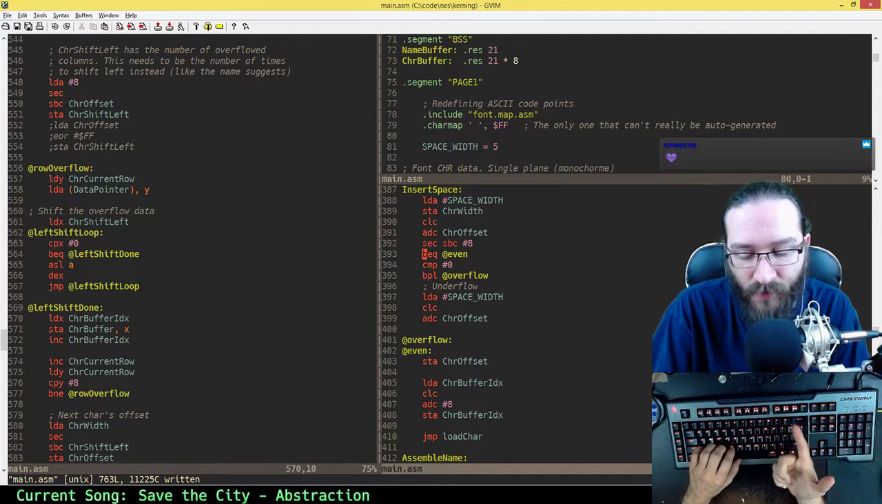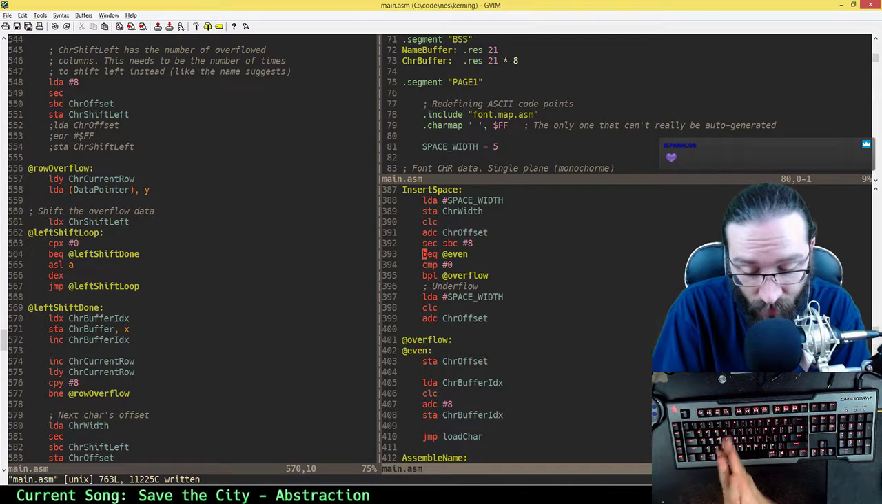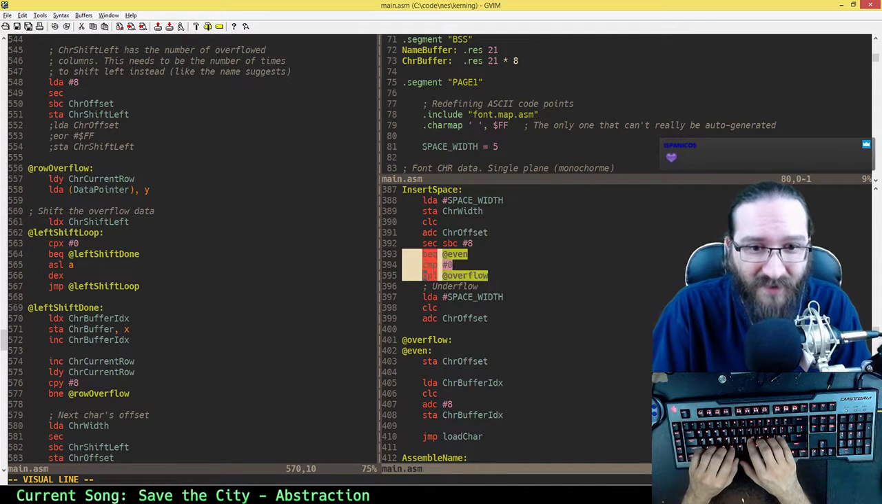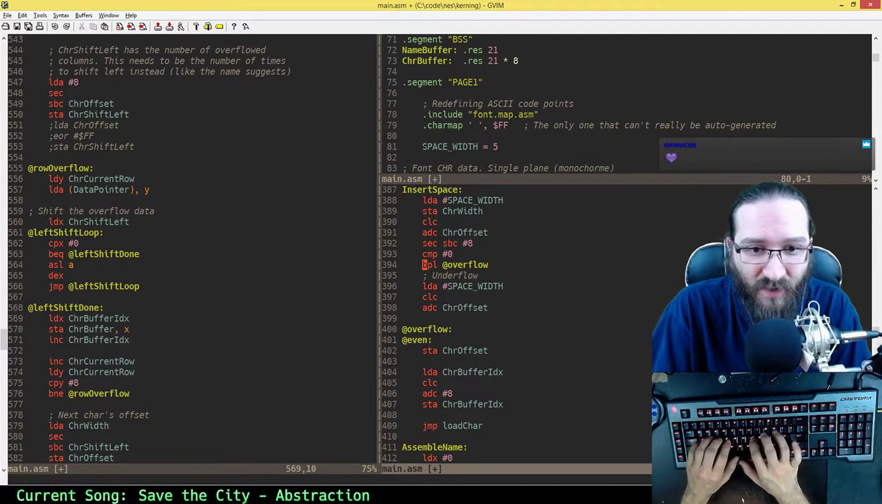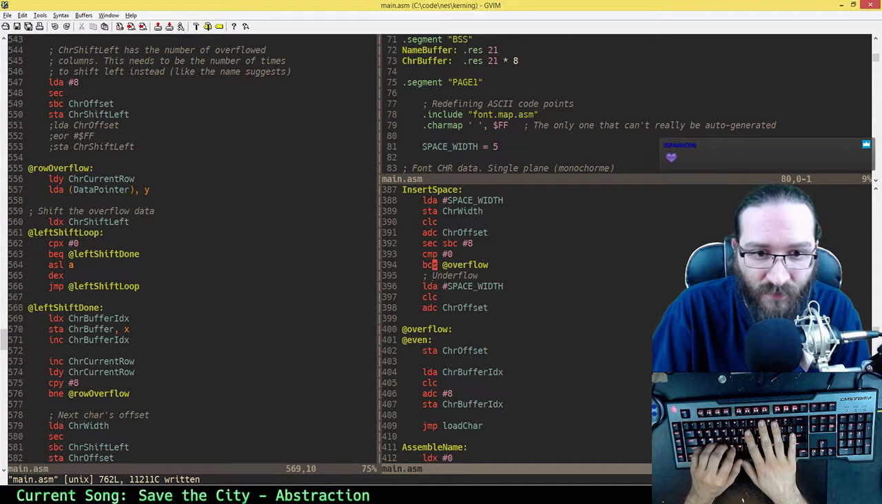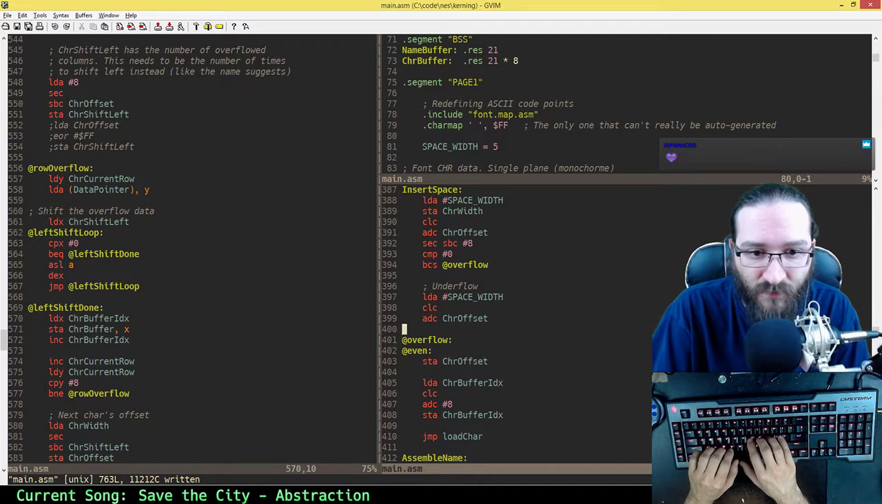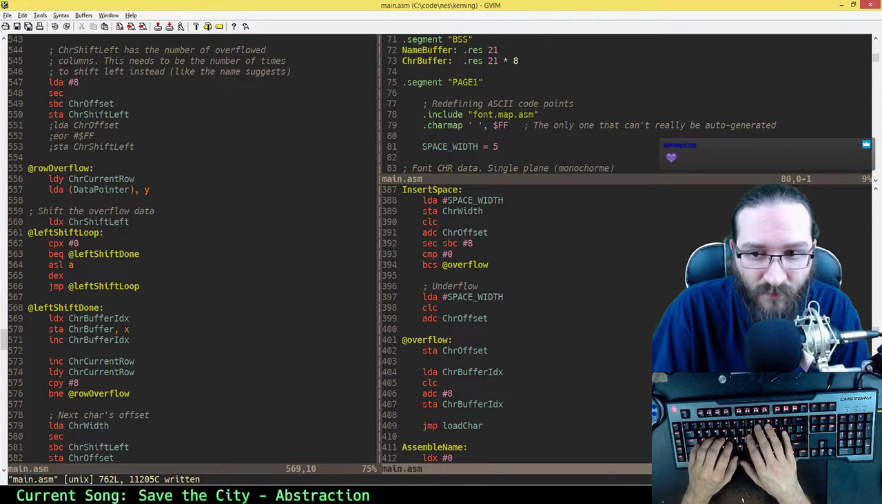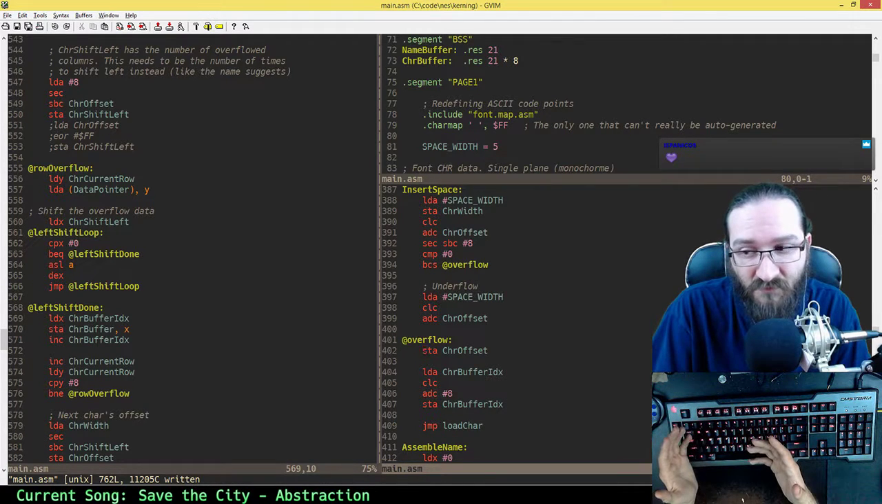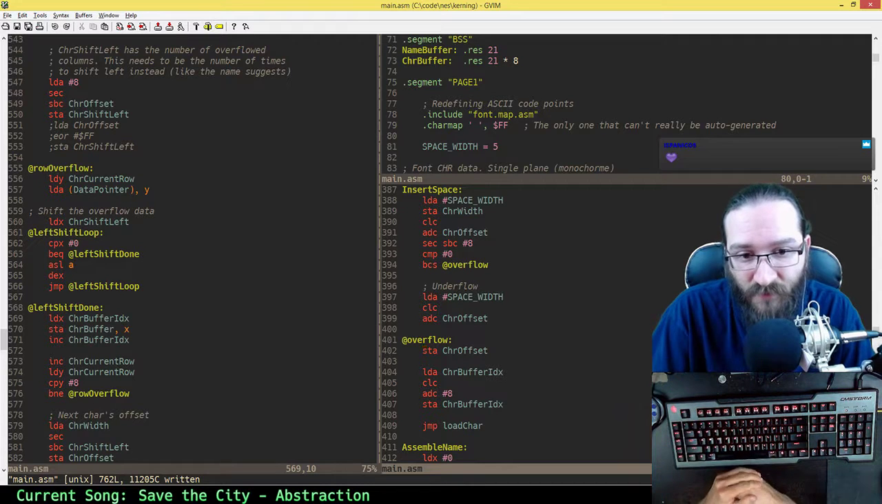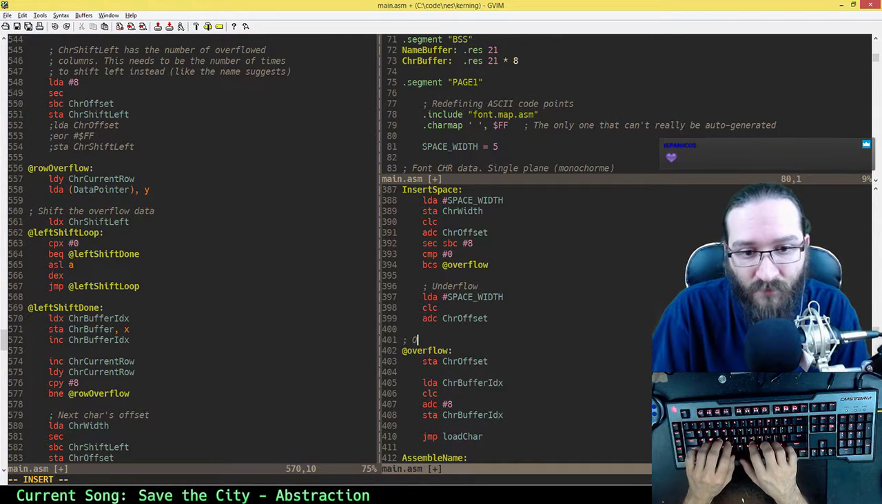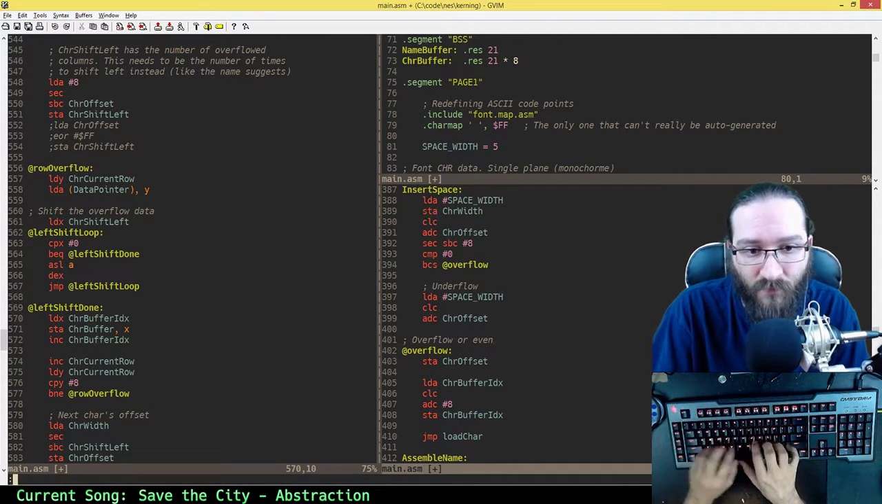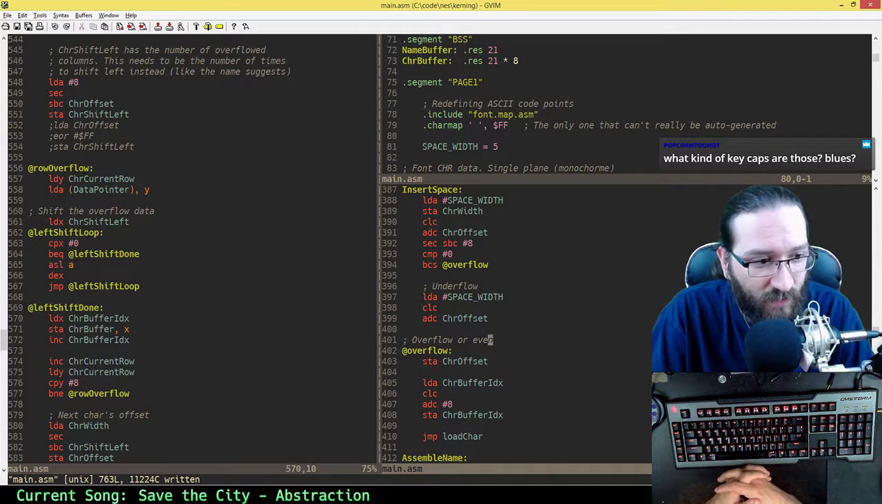So if it's even or greater than, or if it's equal or greater than, it says carry set. So just compare and branch on carry set. Yeah. Overflow or even.